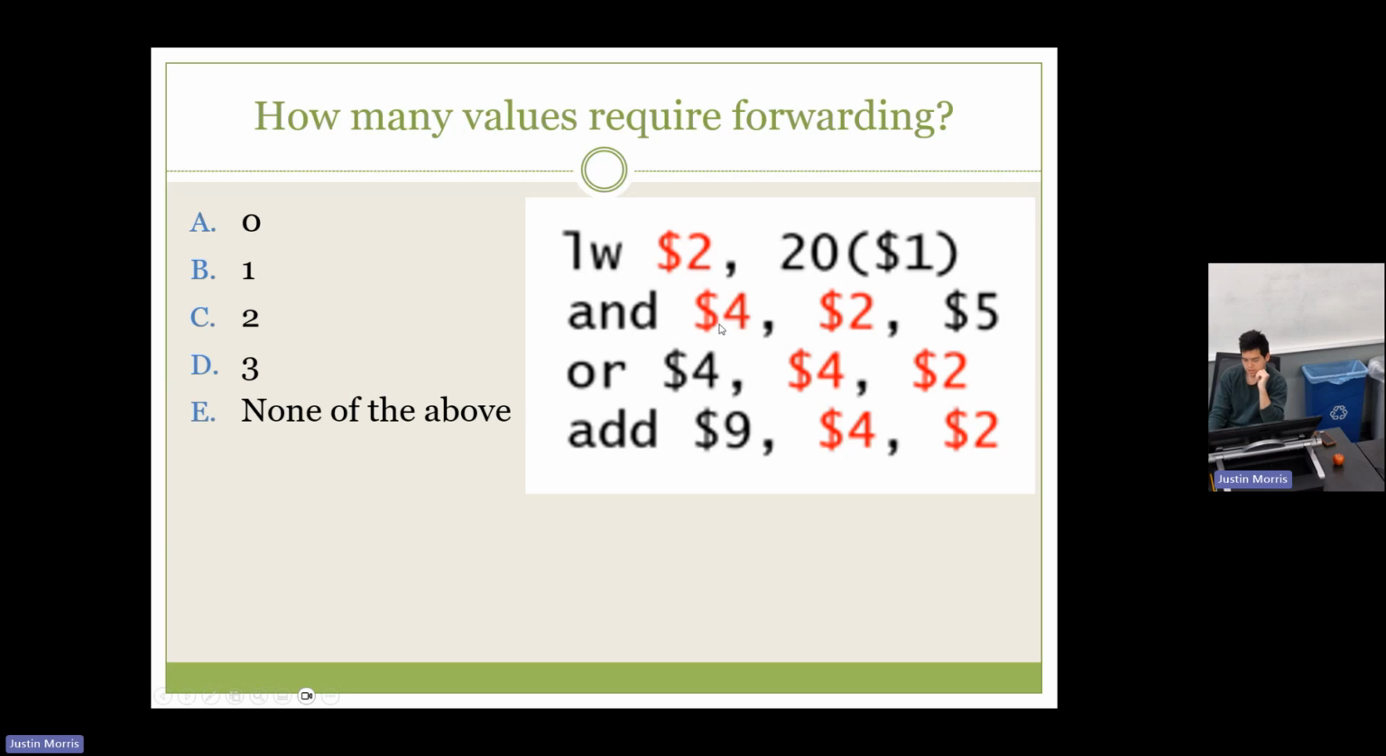Then in the next clock cycle, AND is in memory. Load word is done. But it has written to the register file, right? We have this OR that's in execute. We don't need to forward to the two, right? Load word is done. It's been written to the register file. But we do need to forward 4 to 4. So this is our second forward.